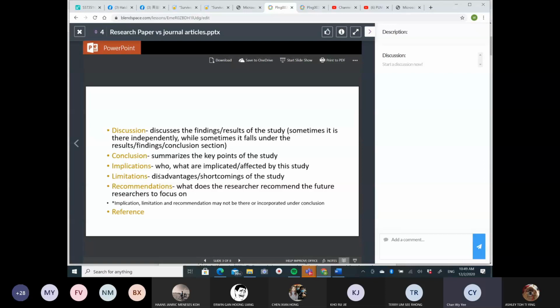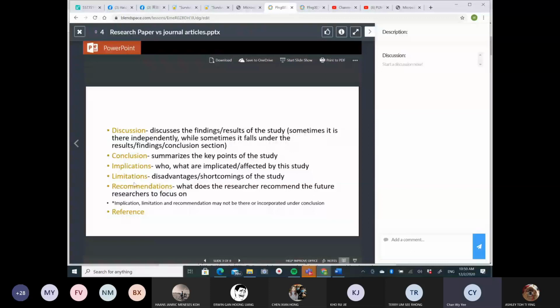Implications, limitations, and recommendations. A lot of students are confused what these things are. Okay, so implications are basically who or what are implicated by this study, who will be implicated by what researchers found, and how does this affect future studies? So this is implication. Who and what and how will it implicate?